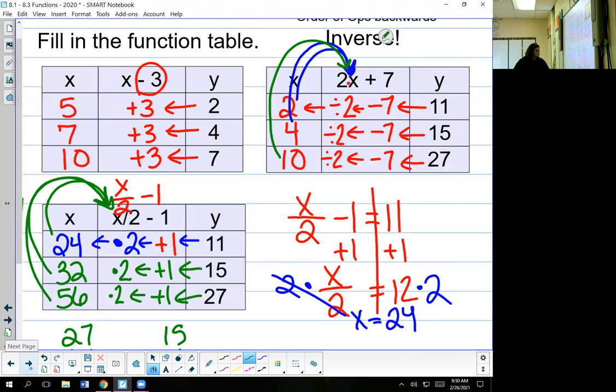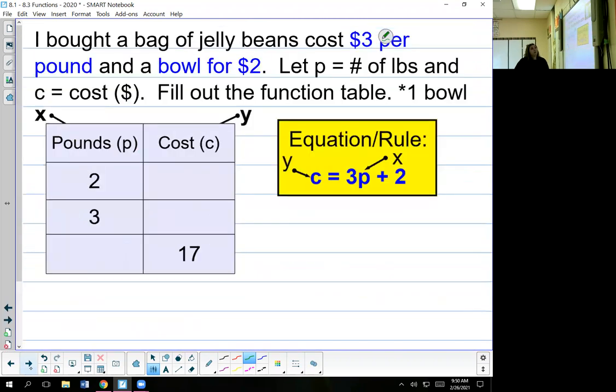Now, what if I already give you the equation? So it says I bought a bag of jelly beans.